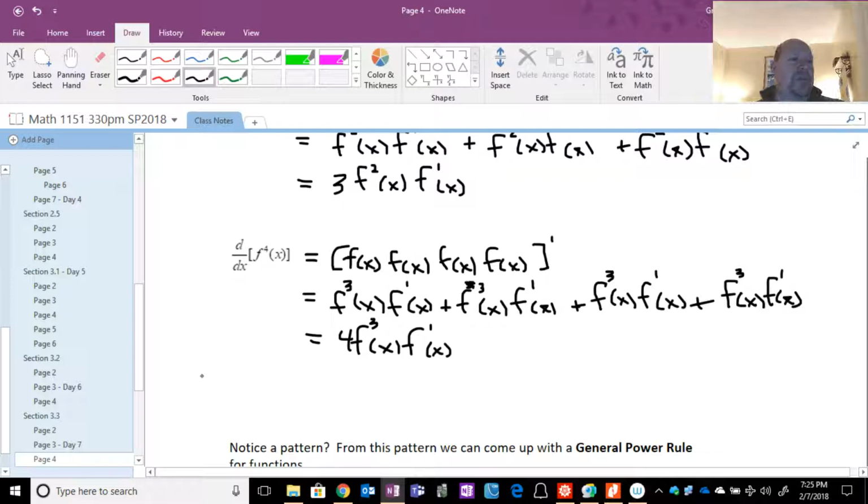And so you can start to see a pattern here, right? When we were taking f of x and raising it to the 4th power, now the 4 comes down in front of the function, and the function power is 1 less. And then we always have the f prime.